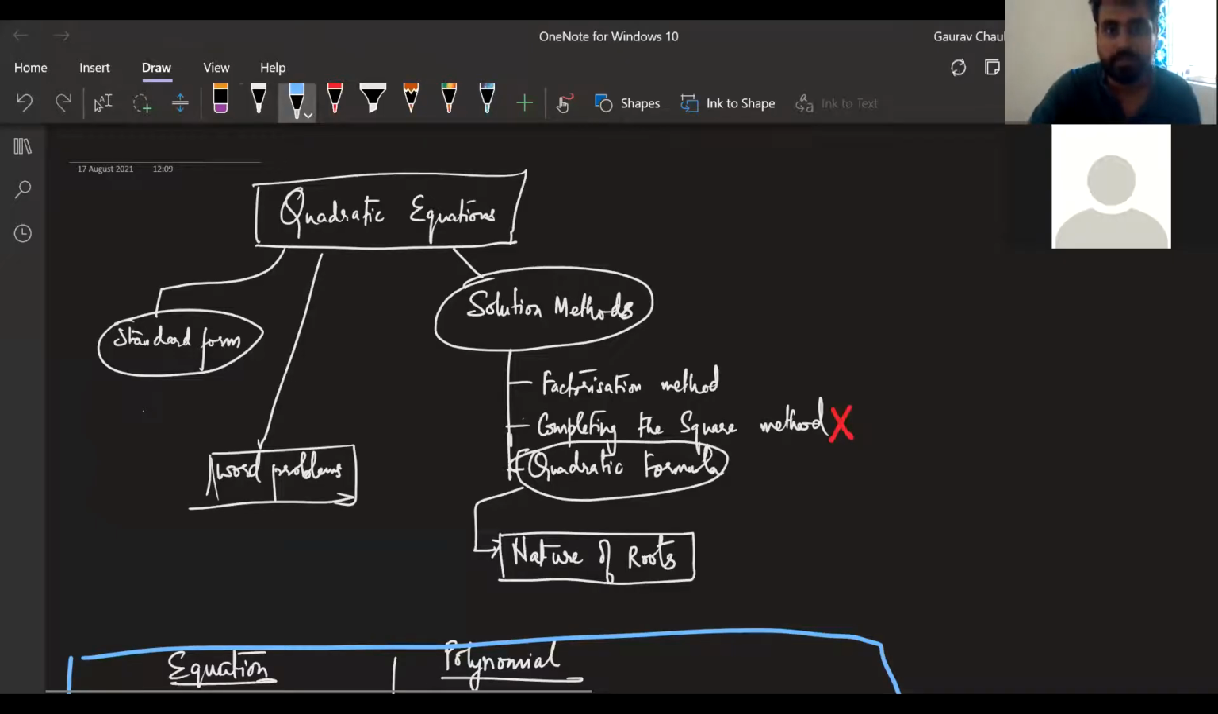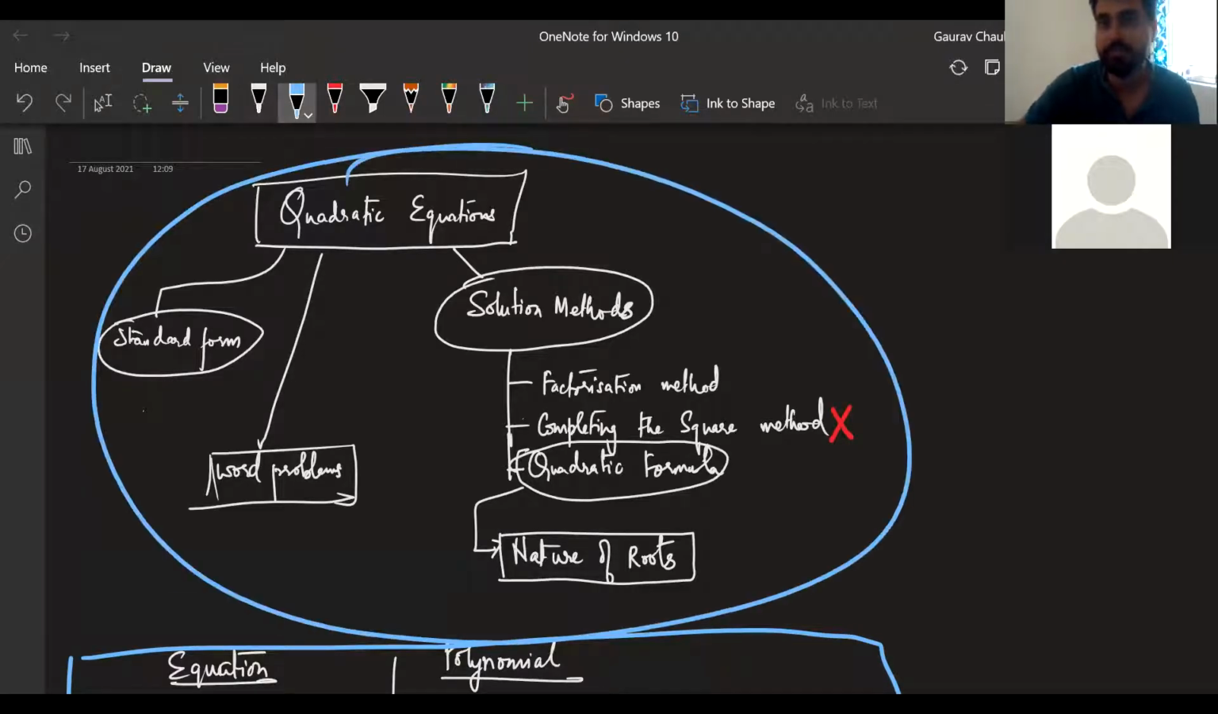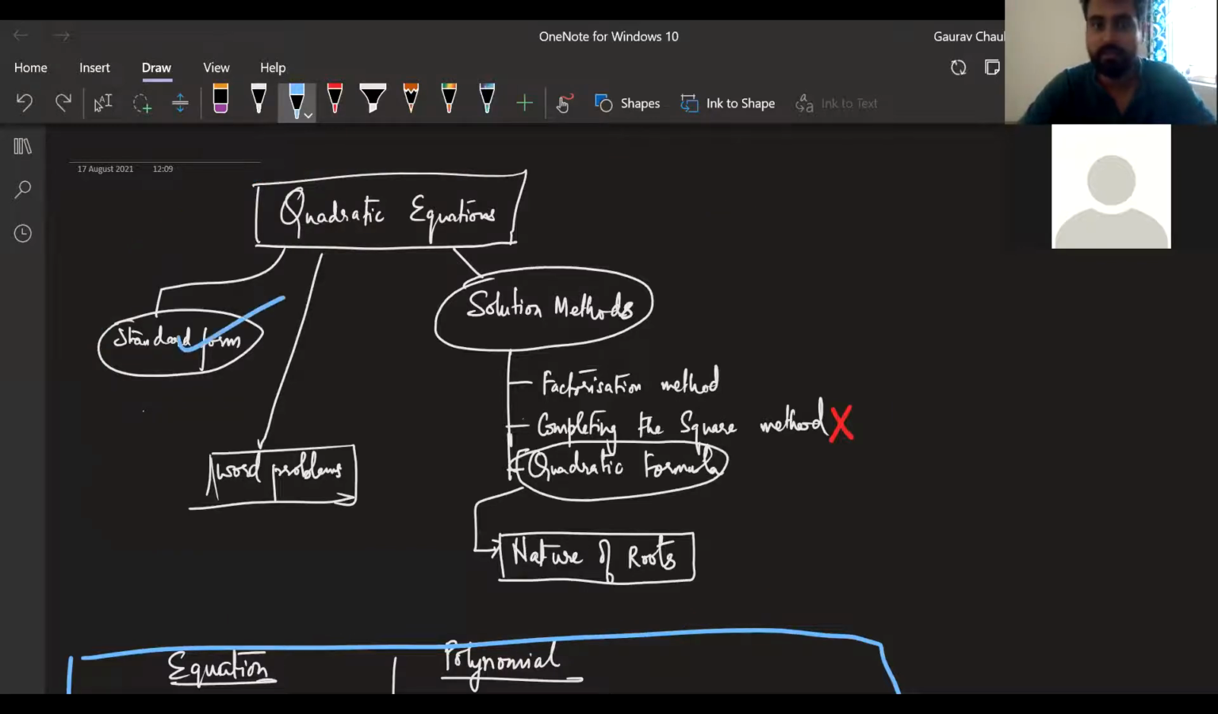Welcome back to class. This is our map for the chapter. We have seen the standard form of a quadratic equation. We have seen a few word problems, how to make quadratic equations. We've not yet seen solving them. We just began yesterday, and we have seen just one method, that's the factorization method.